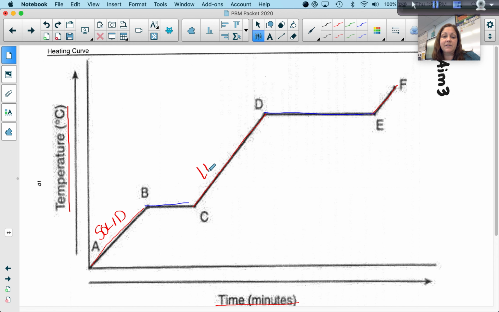After it melts, it will be a liquid. And then after it boils, we will have a gas.